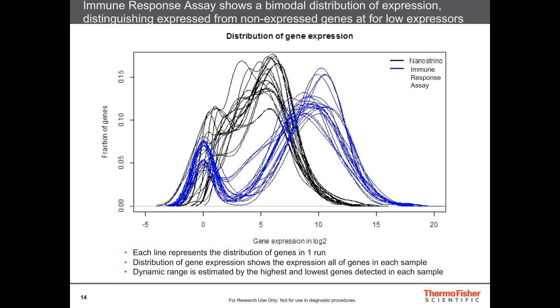You don't want to have background noise at the low end impede the ability of the assay to identify expression or non-expression for low expressed genes, or to impede the ability to distinguish between lower and higher expression of low expressed genes. The Oncomine immune response assay clearly has these two peaks, this bimodal distribution, and in addition has a higher dynamic range, whereas the Nanostring assay does not have such a clear bimodal distribution, indicating that it's more challenging to distinguish non-expressed genes from low-expressing genes.